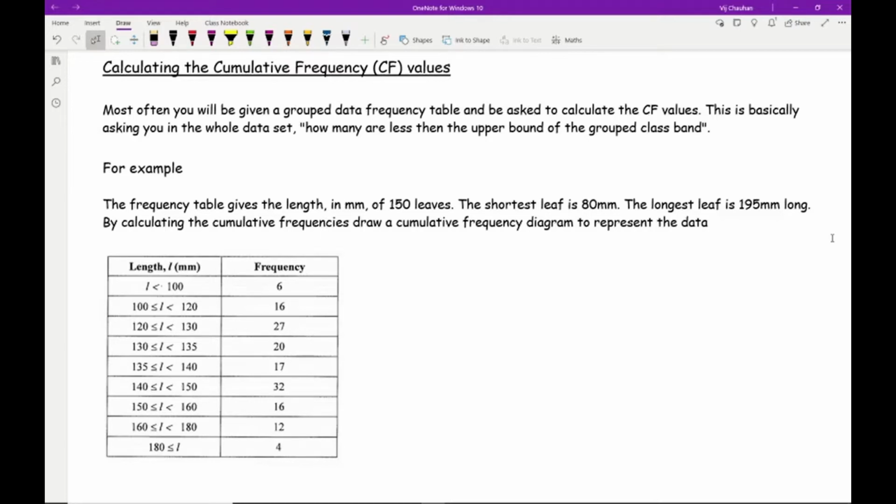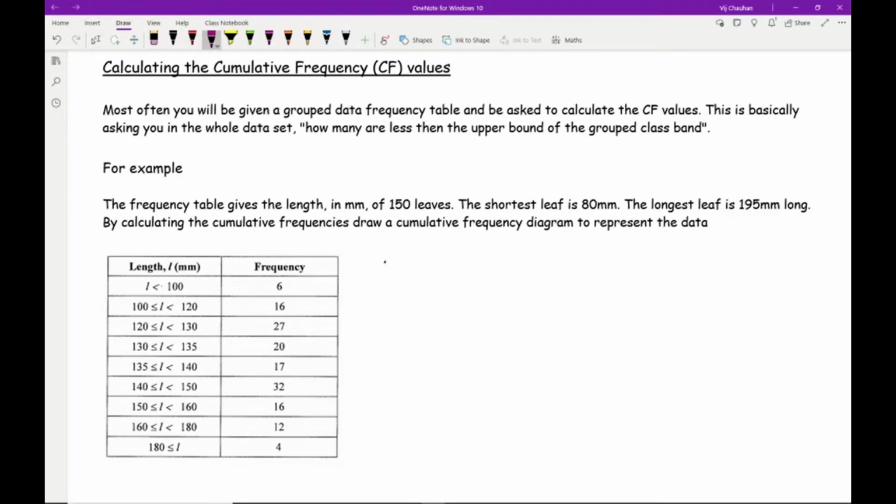So for example, the frequency table below gives the lengths in millimeters of 150 leaves. The shortest leaf is 80 millimeters and the longest leaf is 195 millimeters long. By calculating the cumulative frequency, draw a cumulative frequency diagram to represent the data. So this is typically what you'd be given in an exam or in a question, and you need to work out what the cumulative frequency values are.